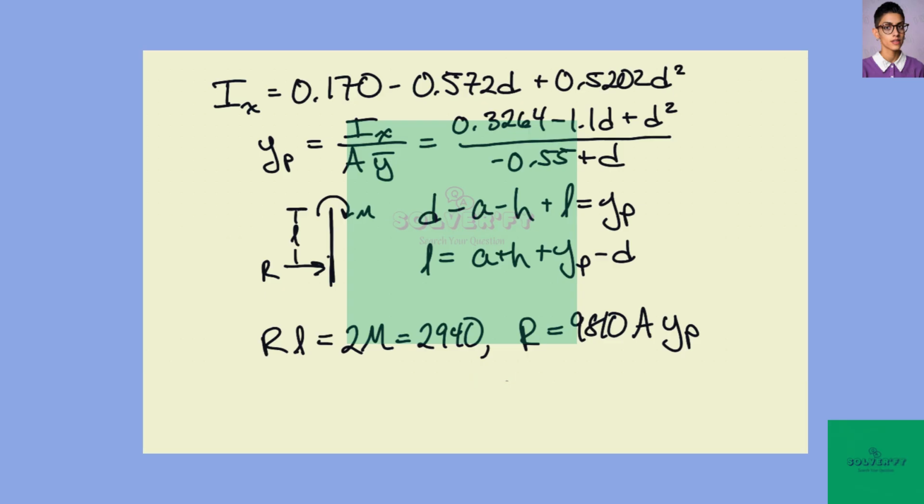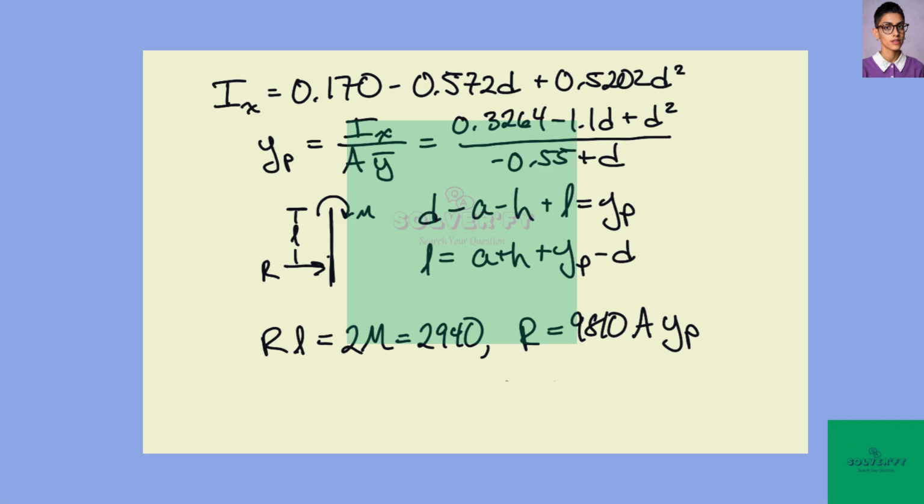Now, for this thing to be in equilibrium, to stay shut, we need the resultant force times L to be less than 2 times the moment. So at the critical depth, this will be an equality. 2 times the moment is 2,940. And then we know the resultant force from the pressure is the density of water times g, which is this value, times the area of the trap door, or the gate, and times the center of pressure.